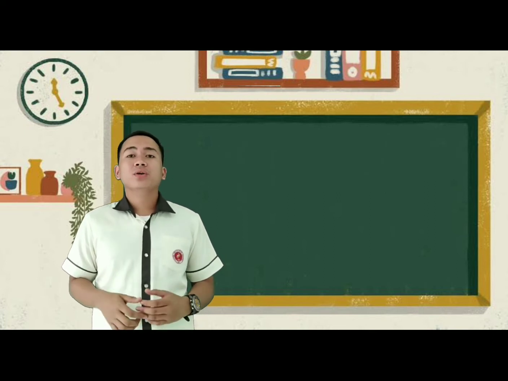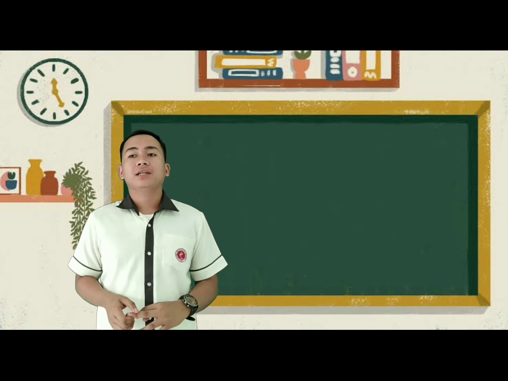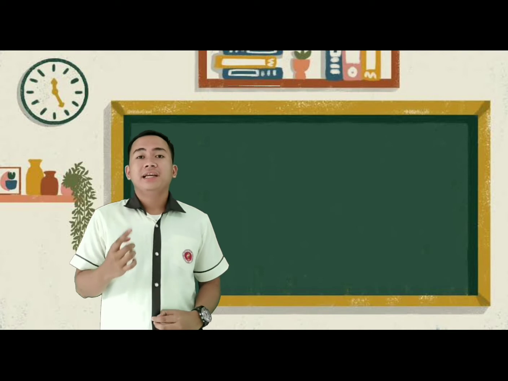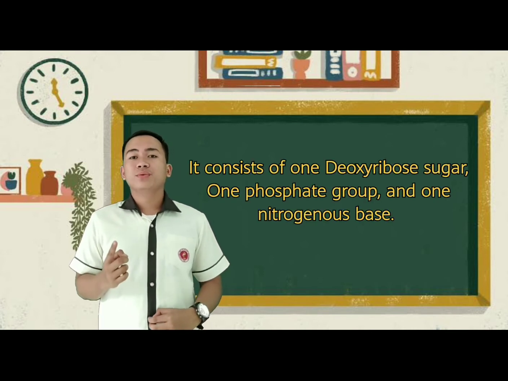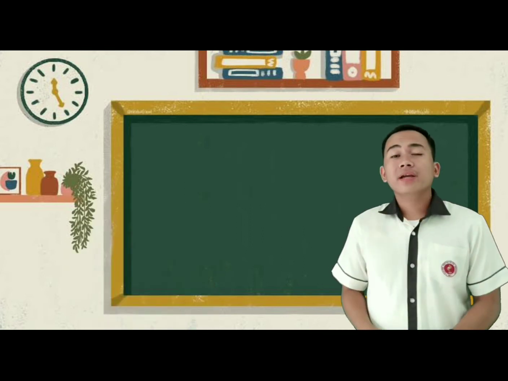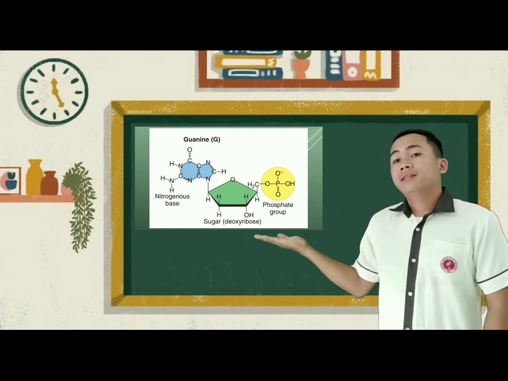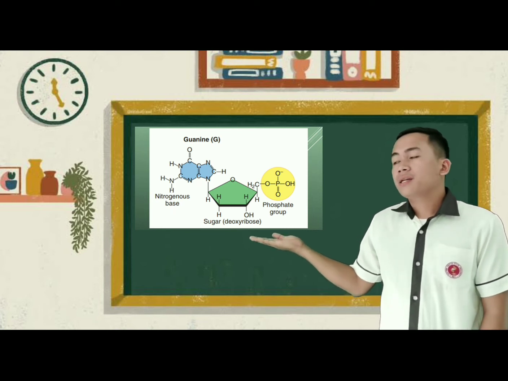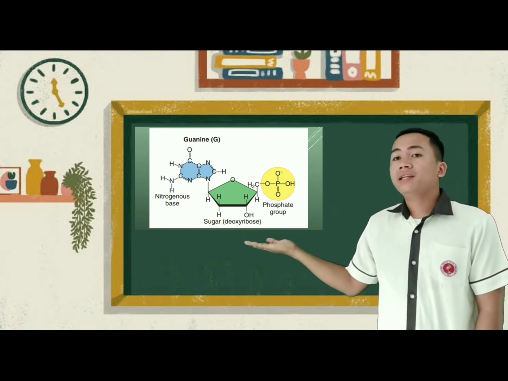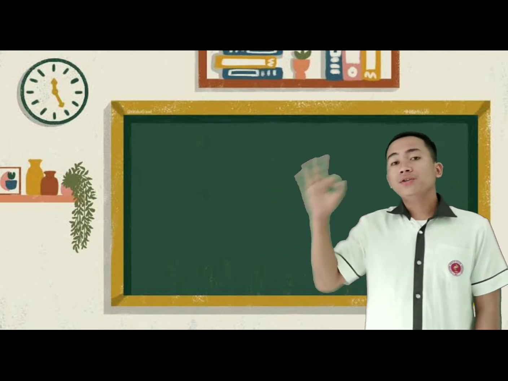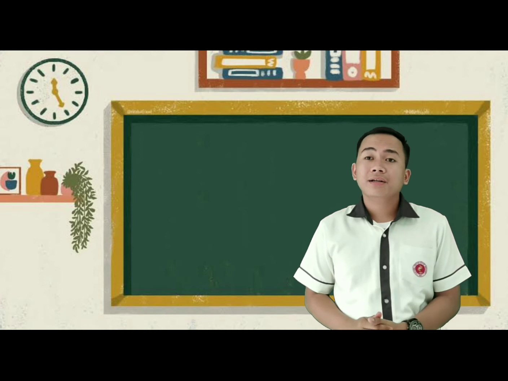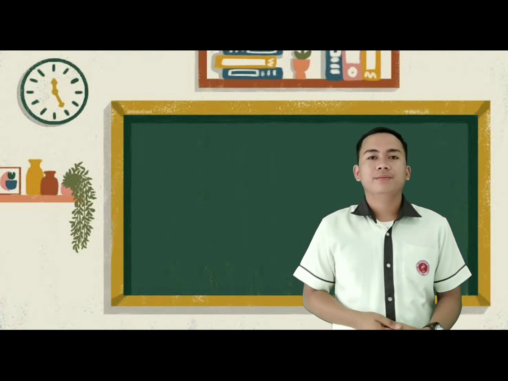Again, class, what do you call the single building block of DNA? Okay, Jomark. Very good. It's called nucleotide. It consists of one deoxyribose sugar, one phosphate group, and one nitrogenous base. So here is the illustration. The blue parts indicate the nitrogenous base, the green part indicates the deoxyribose sugar, and the yellow part indicates the phosphate group. Those three are the parts in a single nucleotide. Is that clear? Okay, very good.